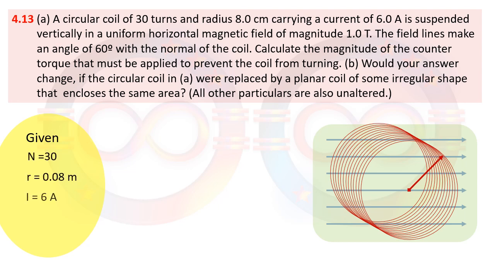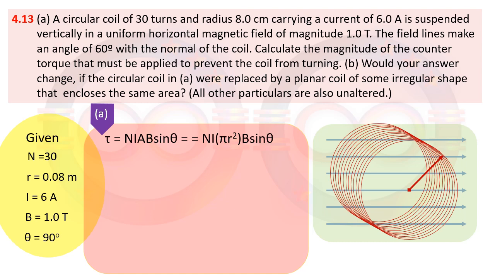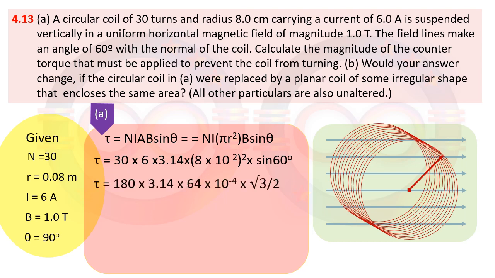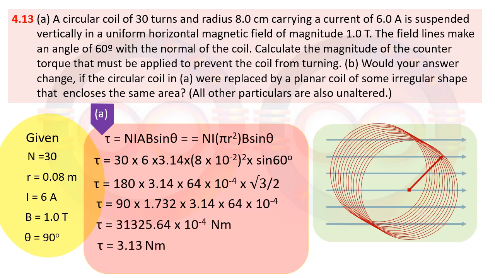So the formula remains the same as per the given values. The coil is placed so that its plane is perpendicular to the magnetic field, so we are going to take theta equal to 90 degree, and if we put here tau is equal to NIAB sin theta, area is pi r square, we put all the values, N is 30, I is 6, then pi is 3.14 and the radius is 8 centimeter whole square, and then B is 1 Tesla and then sin 60. So sin 60 value is root 3 by 2. After simplification we are going to get it as 3.13 Newton meter.